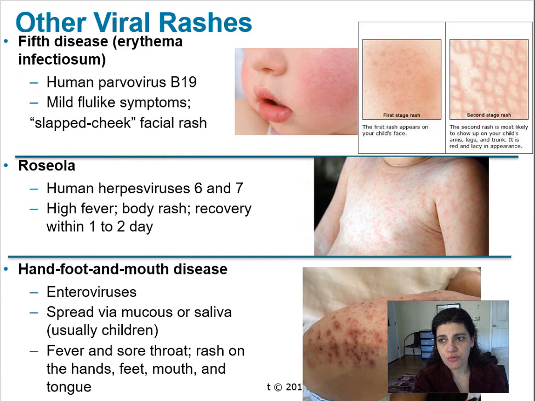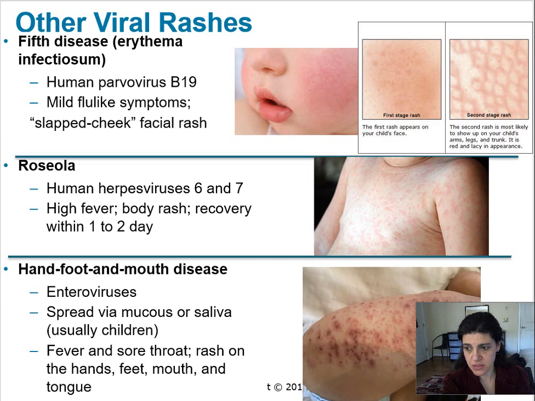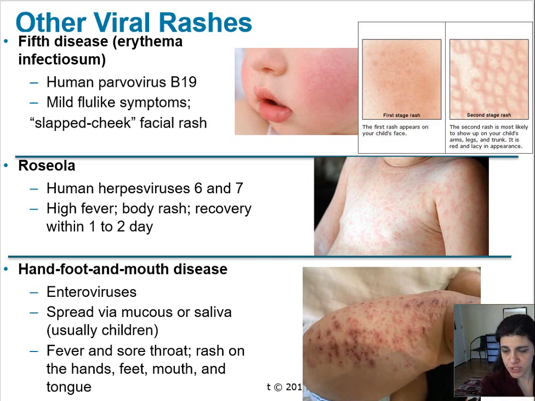Other viral rashes, like Fifth disease, is also transmitted by respiratory route. It has a macular type of rash. Roseola also has some type of macular rash. And hand, foot, and mouth disease is caused by enteroviruses. And this is usually spread by contact. That's the type of rash that shows.